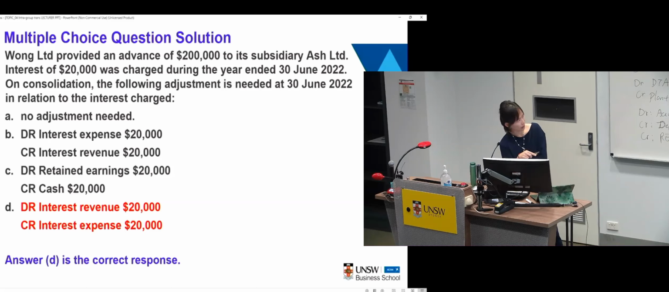And if you look at C, there's no adjustment of retained earnings. So adjustments are related to the current year revenue and expenses. And this does not need to be carried over to the following year, or nothing needs to be carried over from the last year as well.